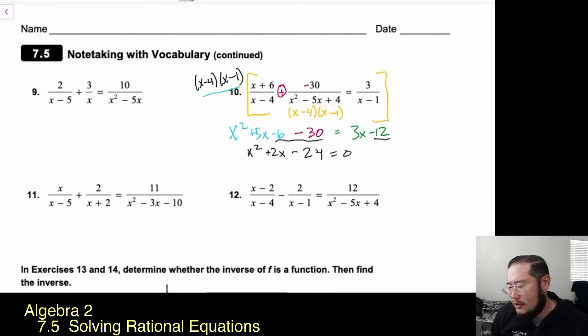All right. So once again, at this point, things are usually factorable. Factors of negative 24 that add up to 2. That right there will be x plus 6 and x minus 4.